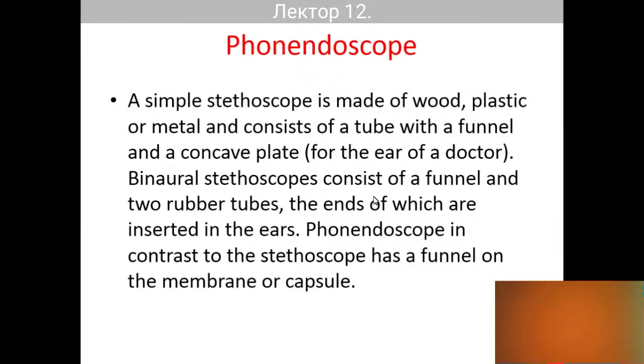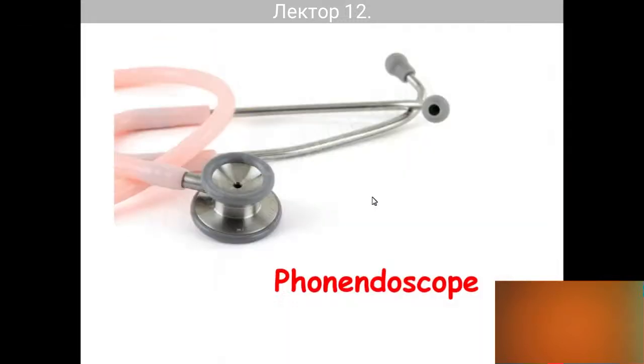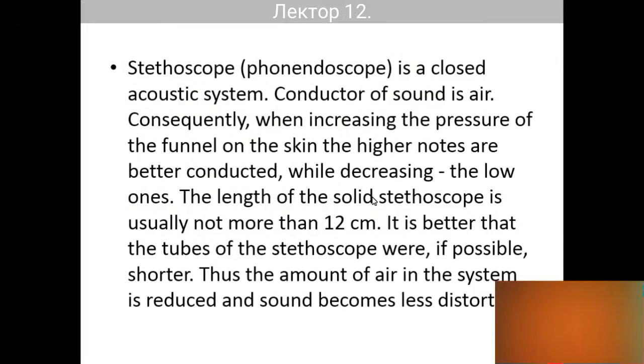A simple stethoscope is made of wood, plastic or metal. It consists of a tube with a funnel and a concave plate for the ear of the doctor. Binaural stethoscopes consist of a funnel and rubber tubes, the ends of which are inserted in the ears. A phonendoscope, in contrast to a stethoscope, has a funnel with a membrane or capsule. The stethoscope or phonendoscope is a closed acoustic system.